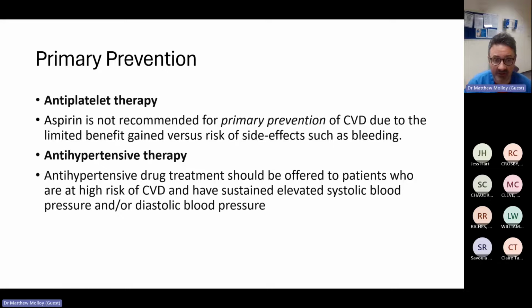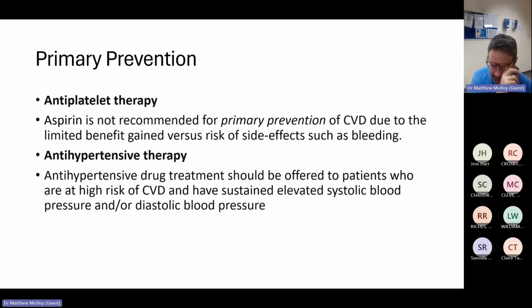It's a long time since we used to prescribe aspirin for primary prevention, but it still comes up. I don't know whether other people get this as questions, but quite frequently I'm asked, should we start this patient on aspirin? And the answer is no for primary prevention. The risk of significant bleeding far outweighs the benefits it's going to do them. Aspirin should only be used for secondary prevention.